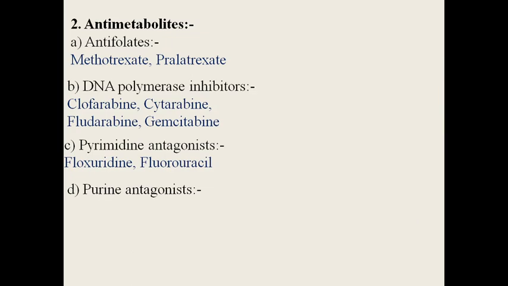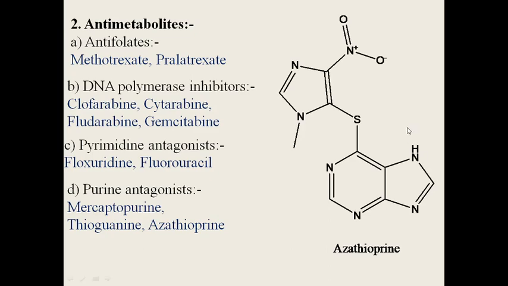And purine antagonists, mercaptopurine, thioguanine, azathioprine. This is the structure of azathioprine. It is a purine analog, you can call it. This is a purine group. Of this purine group, this is position number 1 always. This is always 1 2 3 4 5 6, and this is 7 8 9. Okay, 1 2 3 4 5 6.